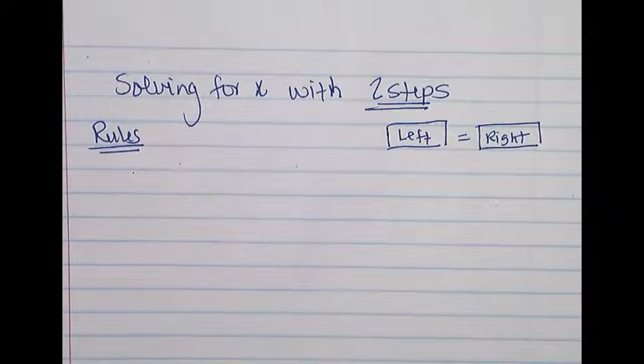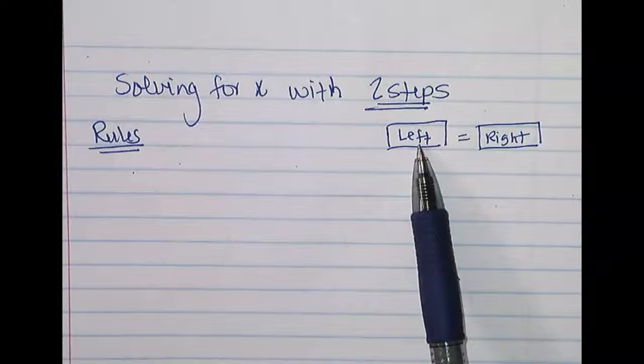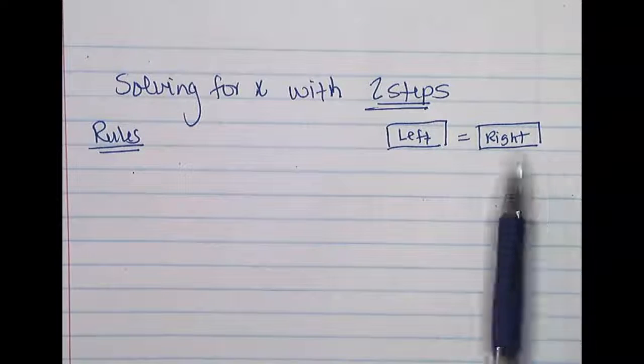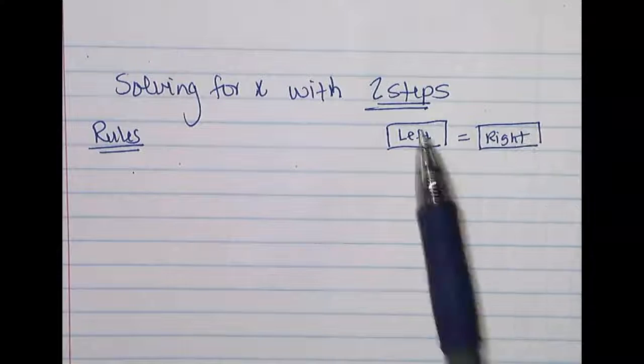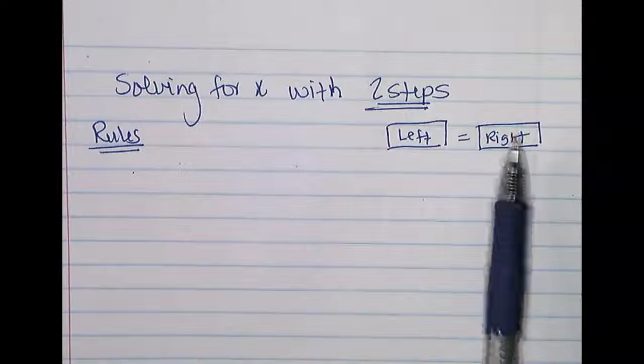Alrighty, so I want to make a video solving for x with equations, and it's two-step equations. And so let's talk about some of the rules. So first of all, you should know which side is your left and your right. In particular, this would be my left and this will be my right. For me, I want all the variables, x in particular, on the left. I want all the constants on the right.